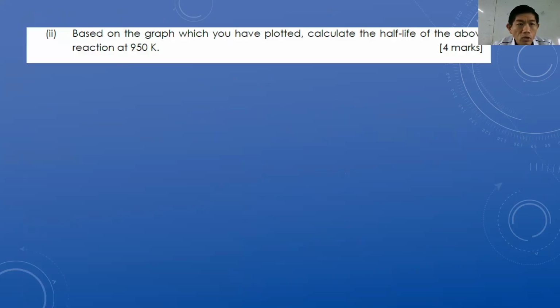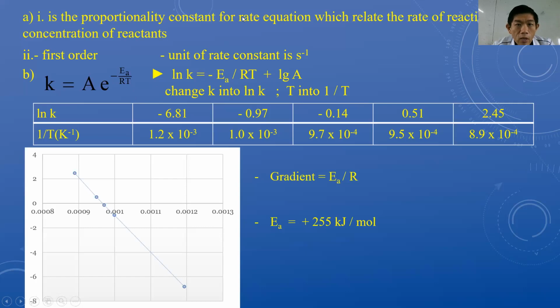Okay, then the B2, based on the graph which you have plotted, calculate the half-life of the above reaction at 590 Kelvin, 4 marks here. So you have to first calculate the 1 over T. So at 950 Kelvin, 1 over T is 1.05 times 10 power negative 3. So back on the graph in here, 1.05, where is it? You have to try your best to get 1.05, which is in the middle of here. Okay, so you get what your ln K is in here.